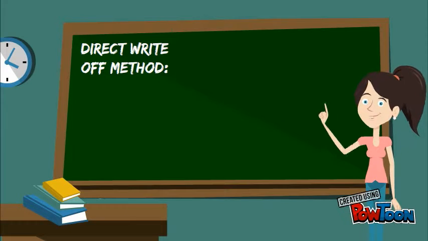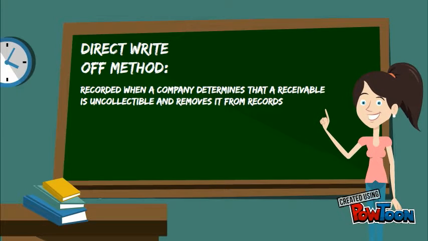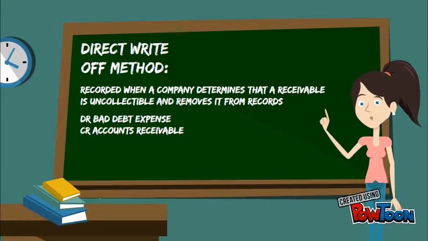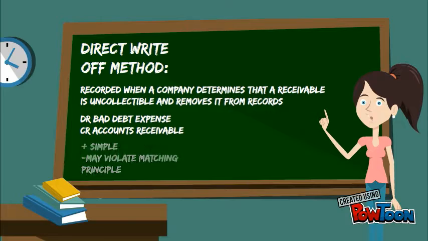The direct write-off method is the method in which bad debt expense is recorded when a company determines that a receivable is uncollectible and removes it from its records. For the journal entry, we debit bad debt expense and credit accounts receivable. The advantage is its simplicity, however the disadvantage is it violates the matching principle.